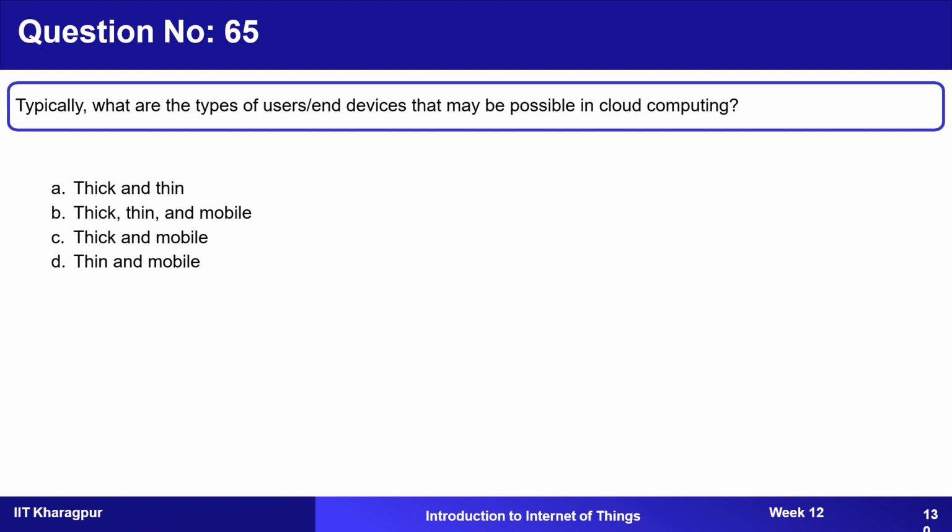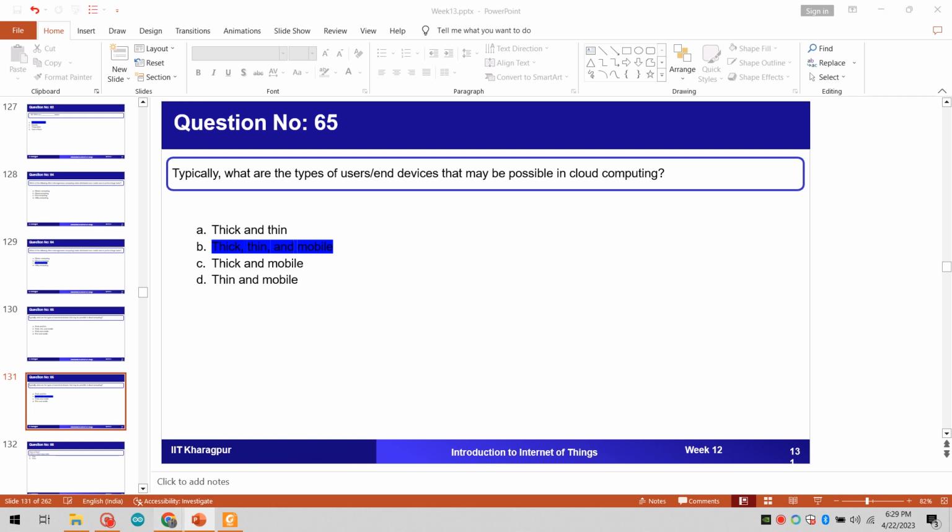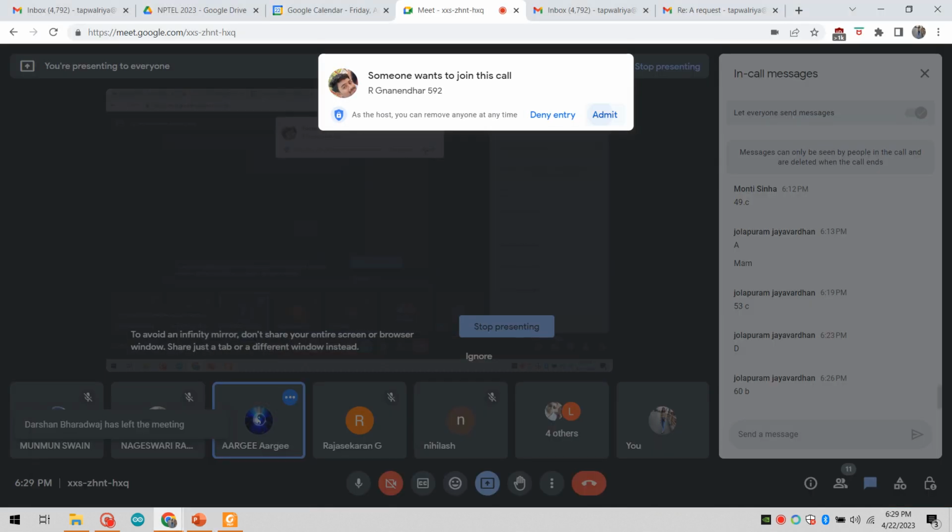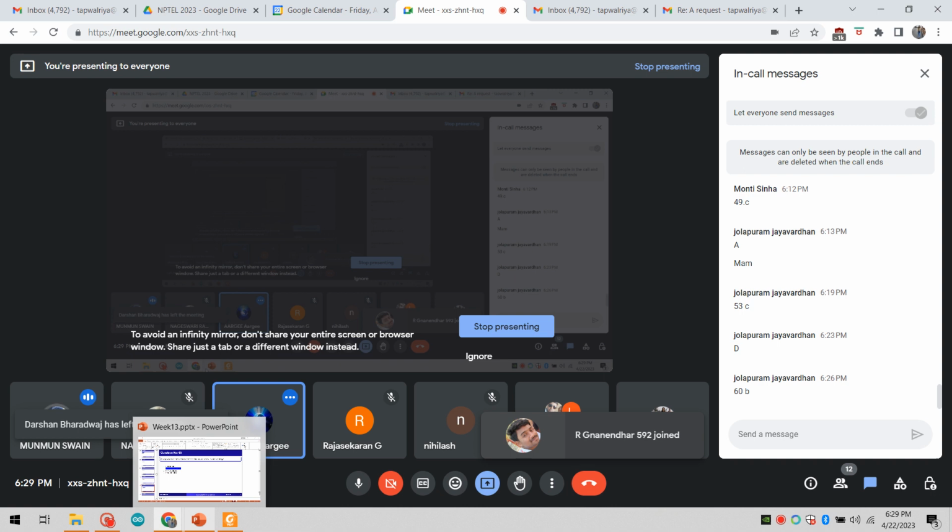Next question: typically, what are the types of users or end devices that may be possible in cloud computing? Options are thick and thin, thick, thin and mobile. Thick and thin, ma'am. Thick and mobile, thin and mobile. Okay, A only. So why can mobile devices not take part in cloud computing? Possible. Possible, right? Okay.